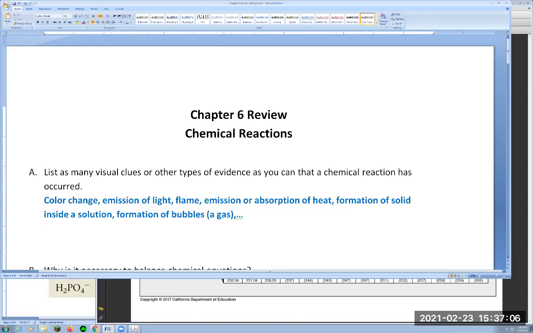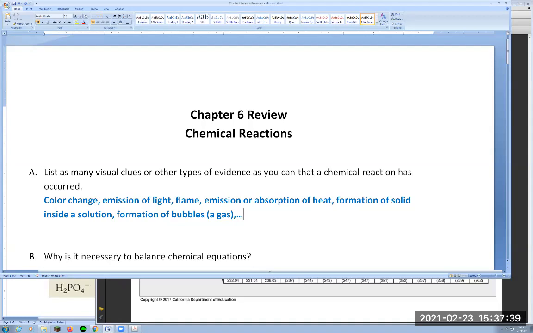Formation of bubbles. If you are, for example, dropping let's say aspirin or an antacid tablet in water, you see bubbles forming, right? And the tablet slowly dissolves and disappears. And that's because it turns into a gas, carbon dioxide, for example, etc. So all these are visual clues that a chemical reaction has occurred, and they are all a good sign that a chemical reaction has occurred.